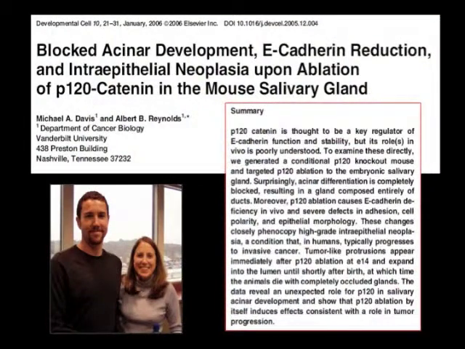I've been asked by Developmental Cell to present a paper that was selected by Zena Werb. And I think the significance of the paper, in part, is that this is the first example of a p120 knockout in mice in vivo. So here's the title of the paper. The work was done by Michael Davis, who you see here on the left, and Renee Ayrton.